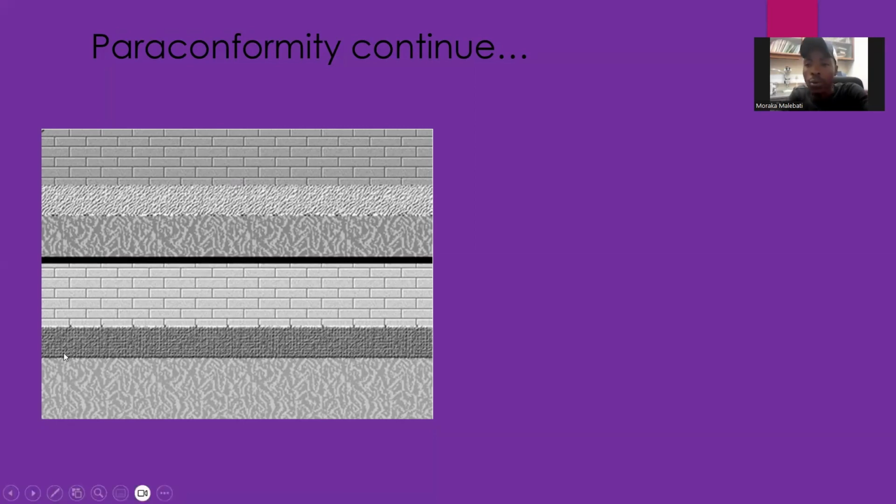So which is why we're saying the difference between paraconformity and disconformity is that with paraconformity, the erosional surface is not easily noticeable. It's straight. But with disconformity we've got this irregular erosional surface.